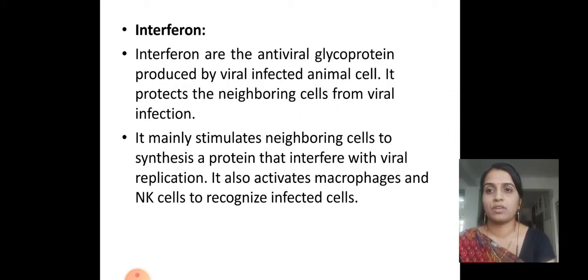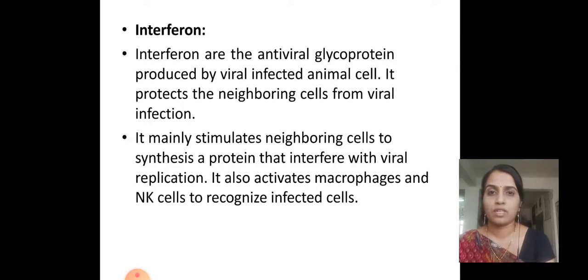Next is interferon. Interferons are antiviral glycoproteins produced by virus-infected animal cells. They protect the neighboring cells from viral infections, so they work especially on viral infection. They mainly stimulate neighboring cells to synthesize a protein that interferes with viral replication.